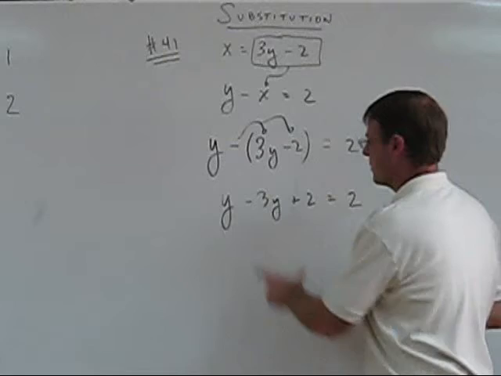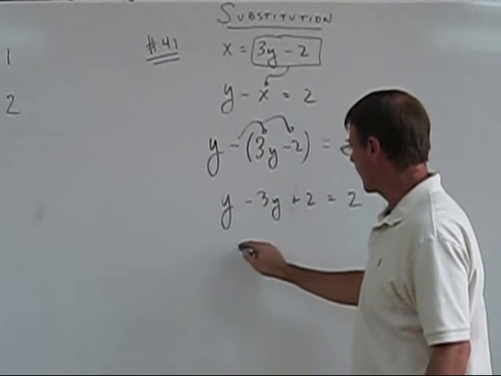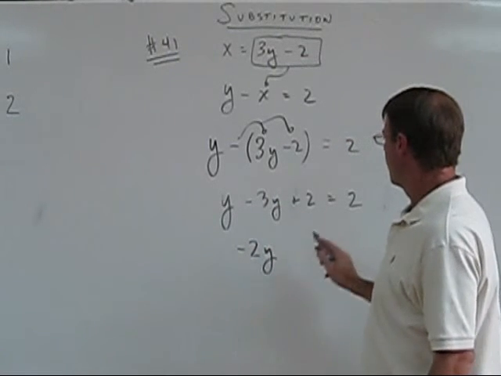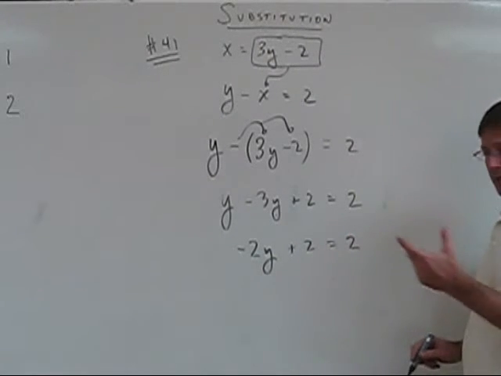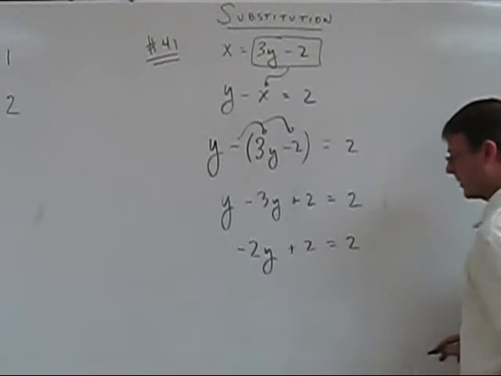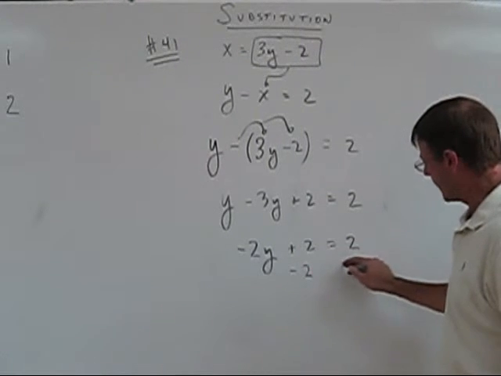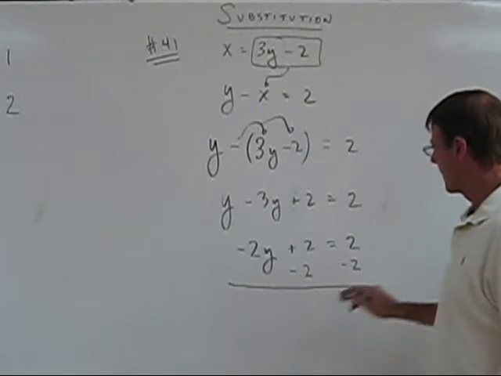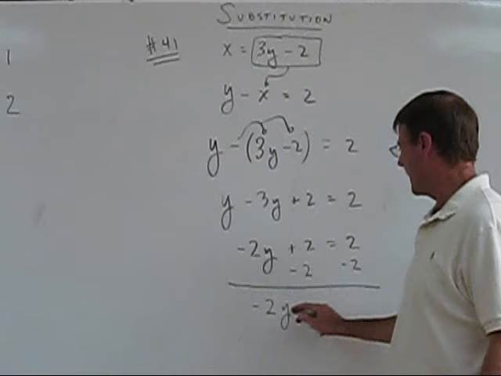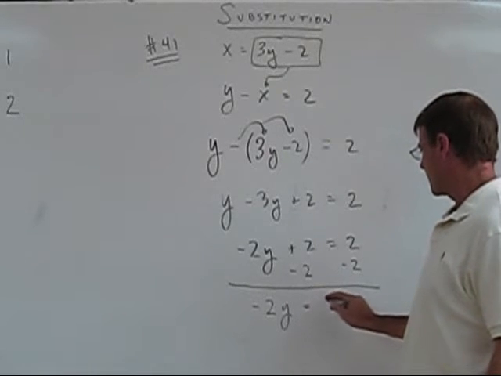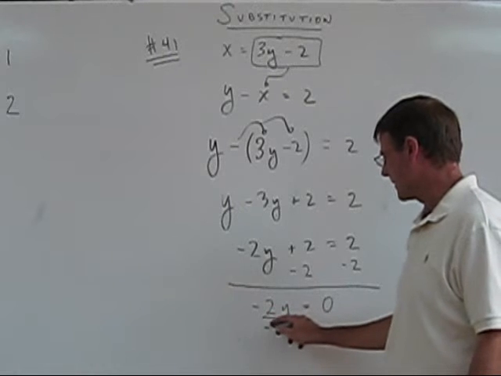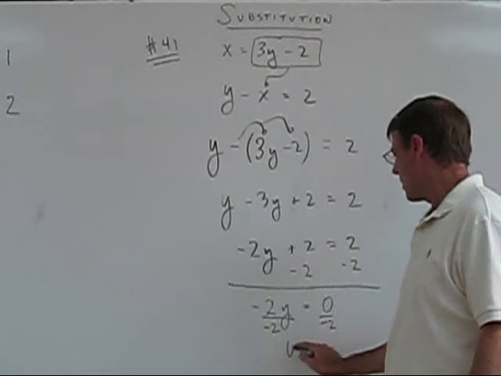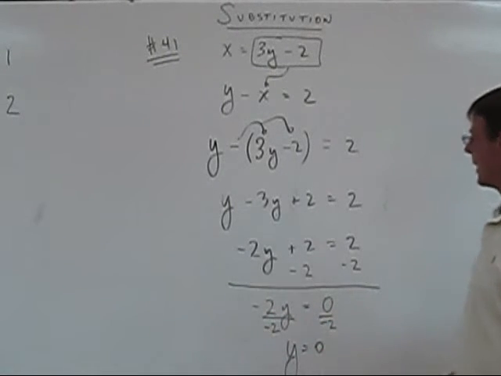Okay, let's combine the two terms with y in it. That gives me negative 2y. And then I have plus 2 equals 2. Now let's start to get the y all by itself on one side. So I'm going to subtract 2. And I have negative 2y equals 0. Now we can divide by negative 2. Y equals 0. We're not done yet because we need to find out what x is.